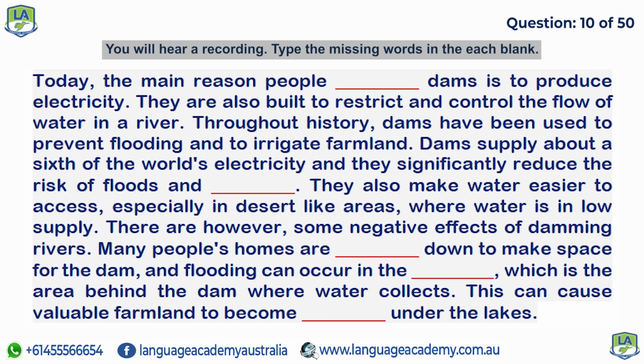There are, however, some negative effects of damming rivers. Many people's homes are knocked down to make space for the dam, and flooding can occur in the reservoir, which is the area behind the dam where water collects. This can cause valuable farmland to become submerged under the lakes.